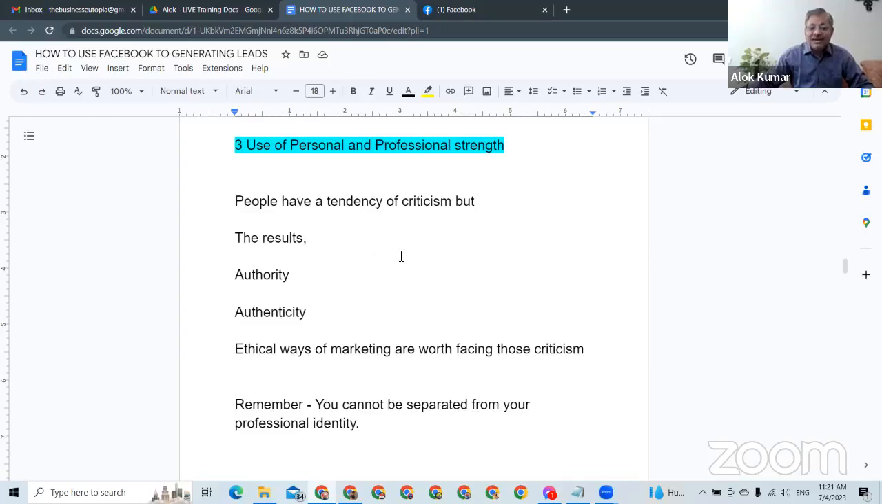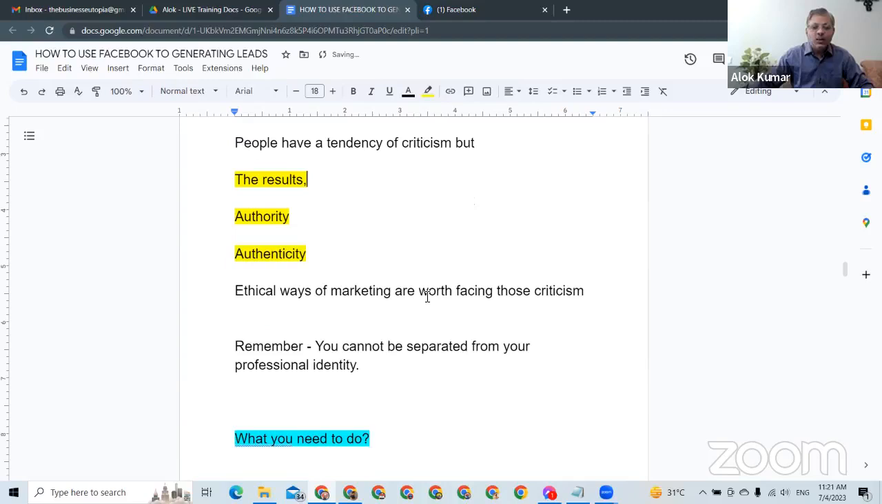So people have a tendency of criticism. Don't get attracted or distracted by that. You have to show your results, you have to show your authority, and you have to show your authenticity. Mind it, results, authority, and authenticity create a lot of things in your personal branding. And again, I re-emphasize that you have to do everything in an ethical way.